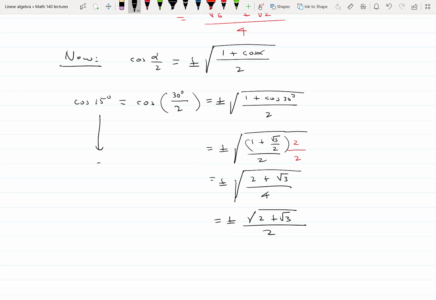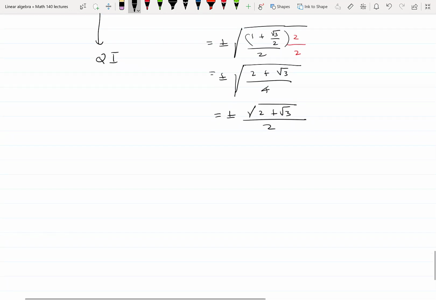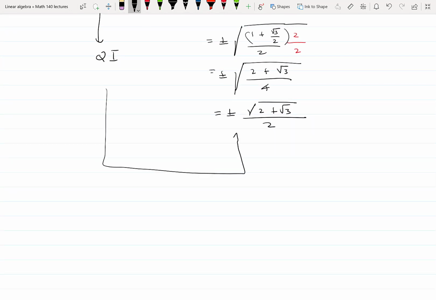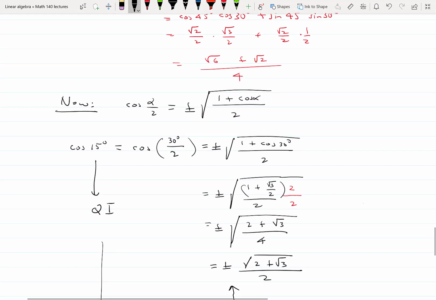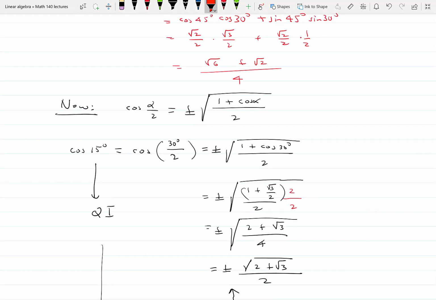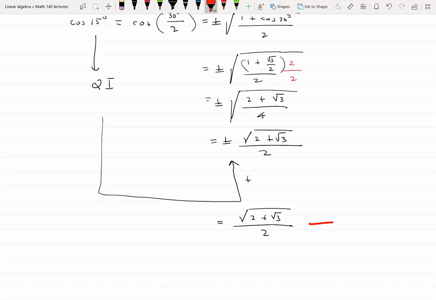Now, 15 degrees is in quadrant 1, and in quadrant 1, all the trig functions are positive. So this is radical 2 plus another radical under the radical sign over 2. And that's a very different answer than radical 6 plus radical 2 over 4. That is how we would get an answer using an appropriate sum and difference formula. This is a very different looking answer using the half angle formulas.